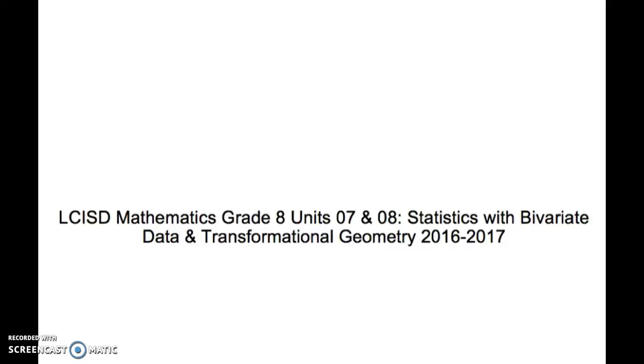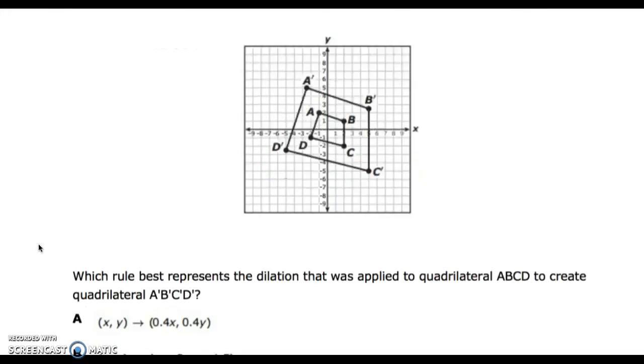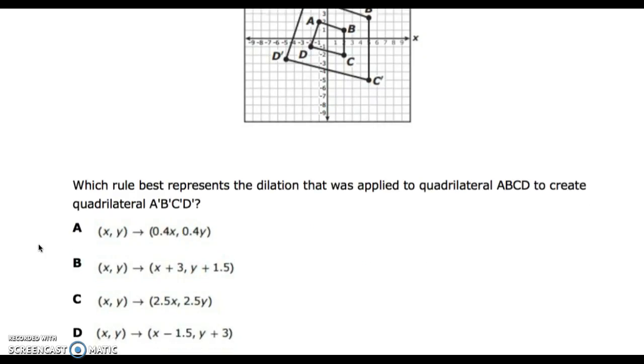LCISD Mathematics Grade 8, Unit 7 and 8. Number 1. Quadrilateral ABCD was dilated with the origin as the center of dilation to create quadrilateral A'B'C'D'. Which rule best represents the dilation that was applied to quadrilateral ABCD to create quadrilateral A'B'C'D'? There's your answer choices.